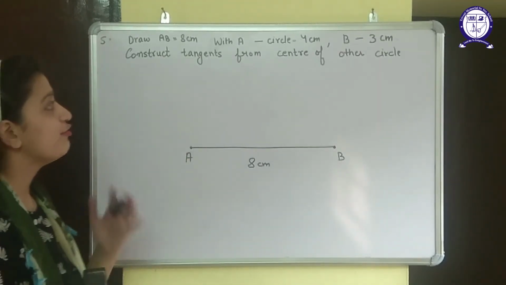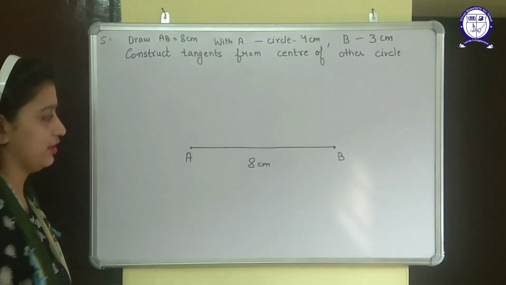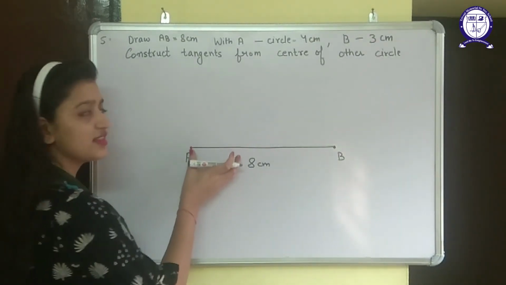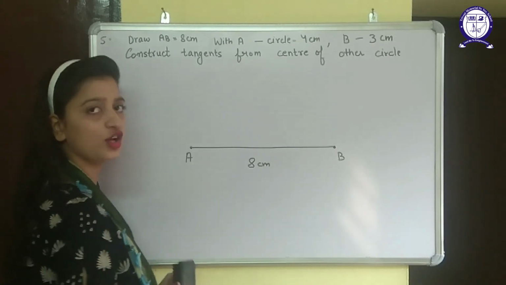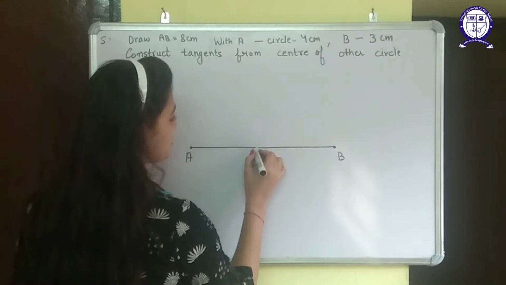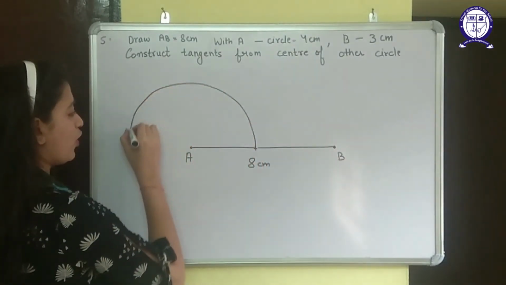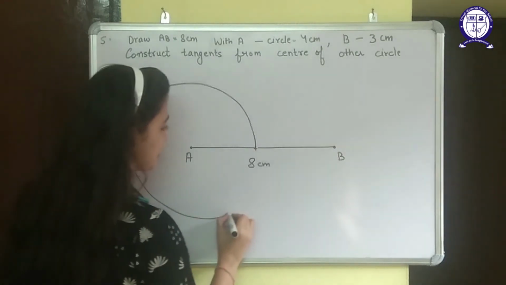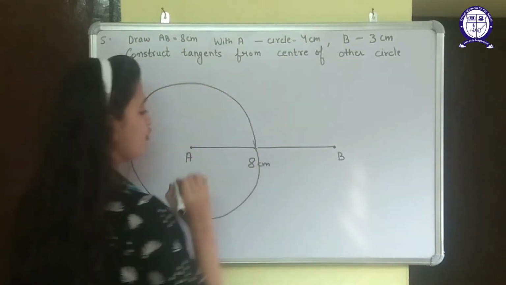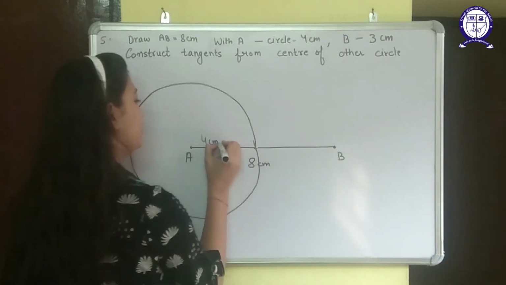Then it says with A, draw a circle of radius 4 cm. Now taking A as the center, I need to draw a circle of 4 cm. So I will have a circle like this. Okay, because A is the center and radius is 4 cm. Okay, this is my 4 cm.